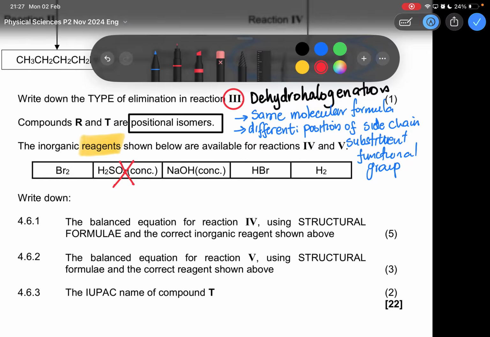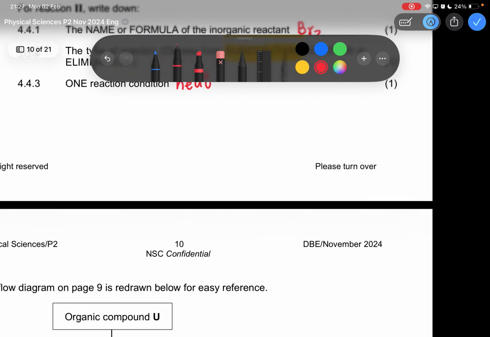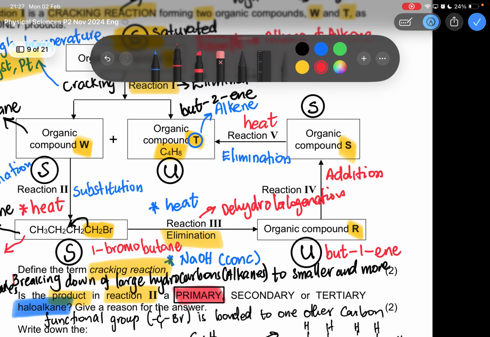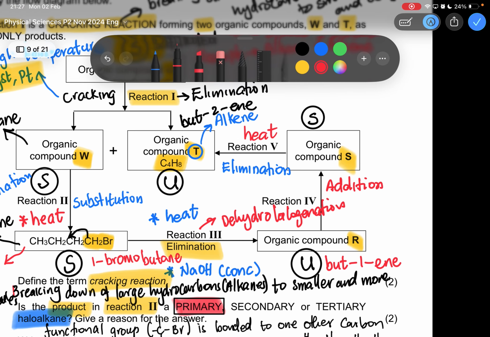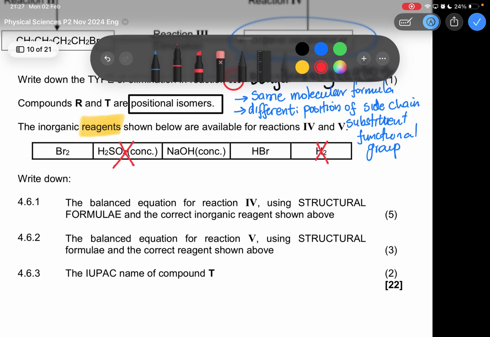And I don't see platinum being involved in the reaction. If you look here, there was no reaction condition of a platinum. So I'm removing that because it requires a condition.